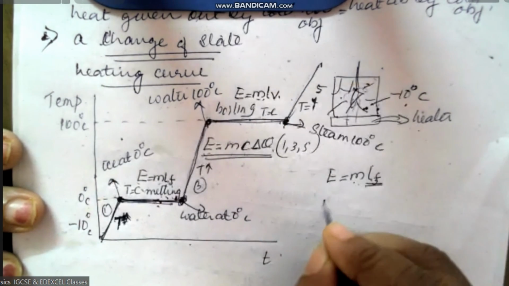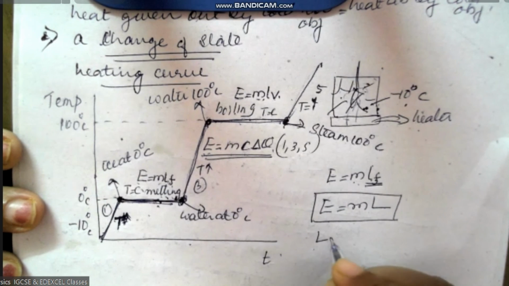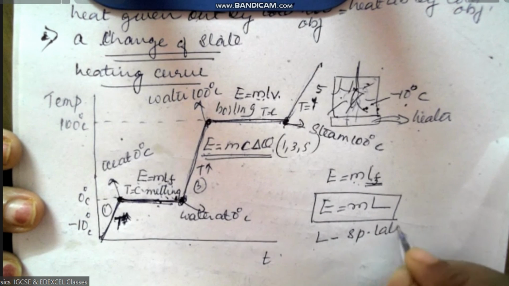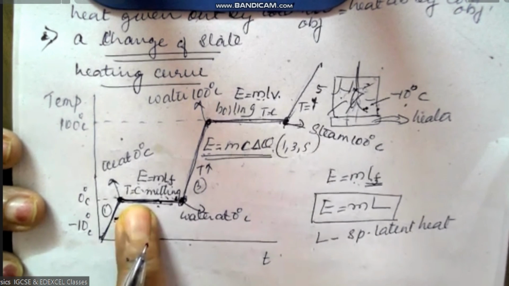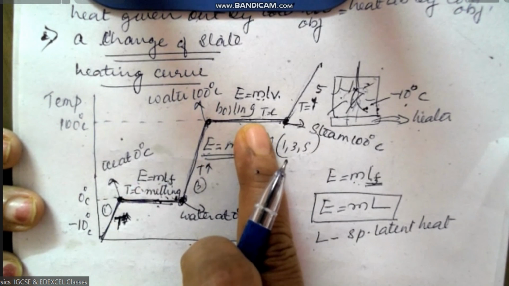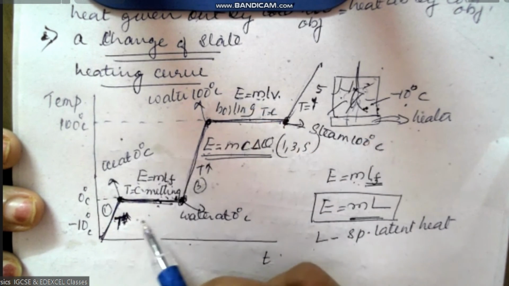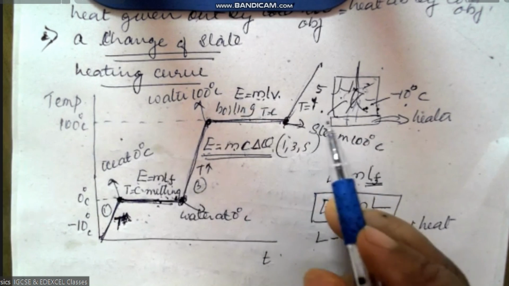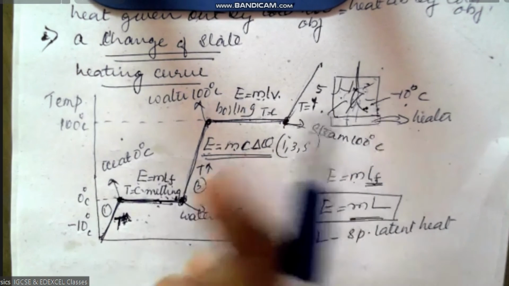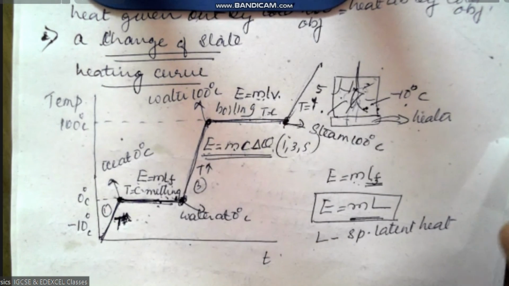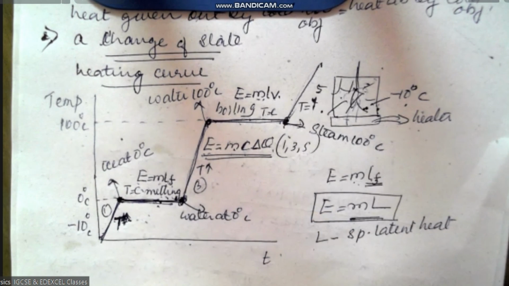Generally, when you combine these, you can write E is equal to mL, where L is the specific latent heat of fusion for melting and vaporization for boiling. So if there's a change of state, use mL; for change in temperature, use mc delta theta to find the internal energy. Heat energy is given by Pt, VIt, and those formulas. Very important graph. Please take it down now itself.